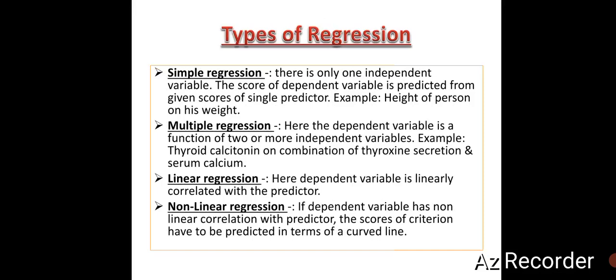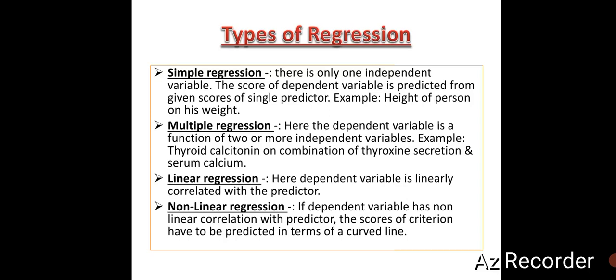Now the various types of regressions. It is a simple regression when there is only a single independent variable used to predict the value of the dependent variable. Multiple regression: here the dependent variable is a function of two or more independent variables. Like the value of the dependent variable is determined with the help of two or more independent variables, then it is a multiple regression.